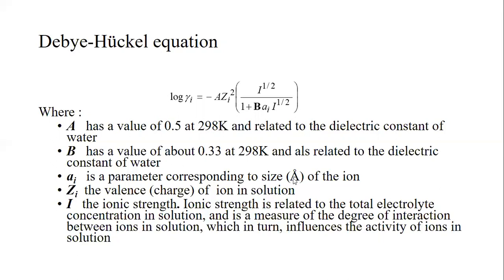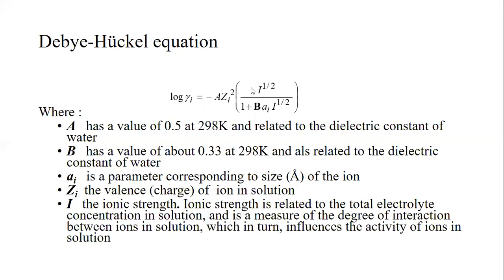Yes, but in this equation, always, no matter what units you are given a in, you have to change it to angstrom to plug it in this equation. So if you are given it in nanometer, you multiply that value by 10 to change it to angstrom, because the angstrom is smaller, 10 to the minus 10. So then the number will be higher, right? Okay, so a sub i is a parameter corresponding to the size of the ion in angstrom.